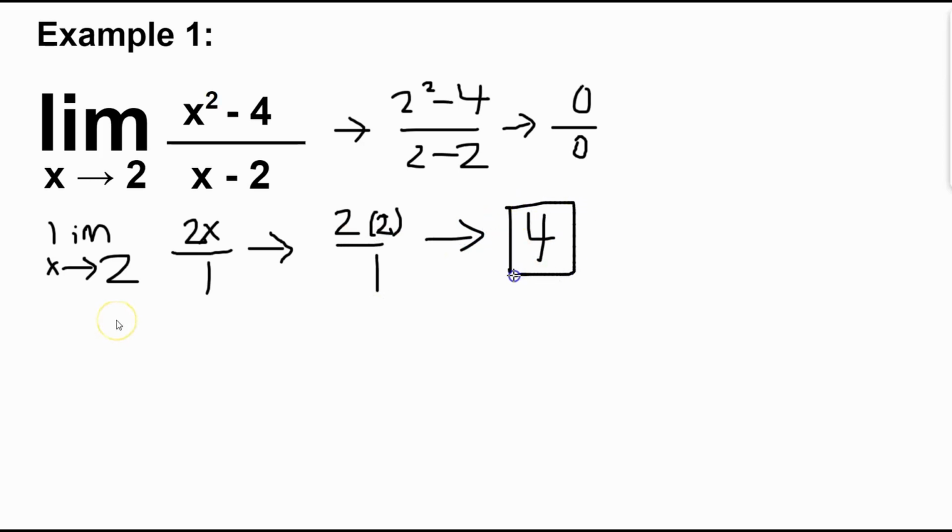As I said earlier, for some of these questions, there are alternative ways to solve them other than L'Hopital's rule. For this one specifically, I think there's an easier method. If you look at the numerator, you can see that you can use the difference of two perfect squares, and you can take x squared minus 4 and turn it into x plus 2 times x minus 2. So I'm going to rewrite the limit right here.